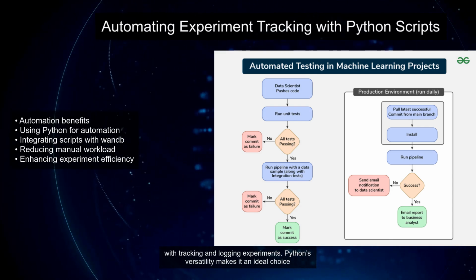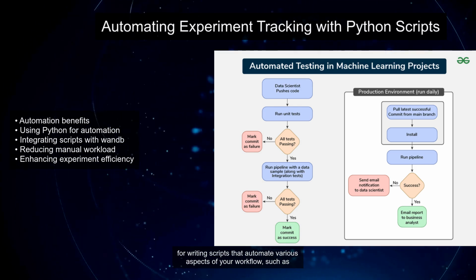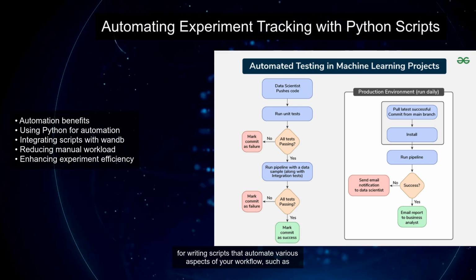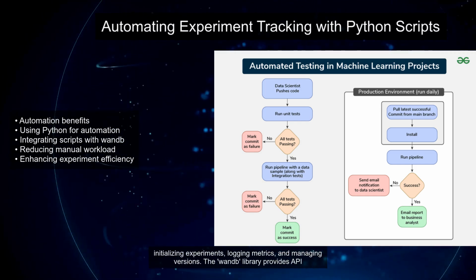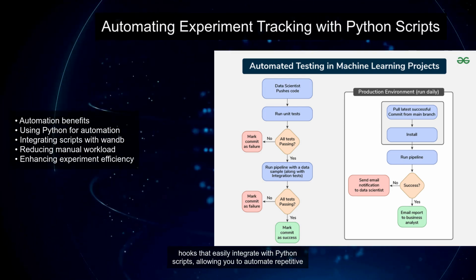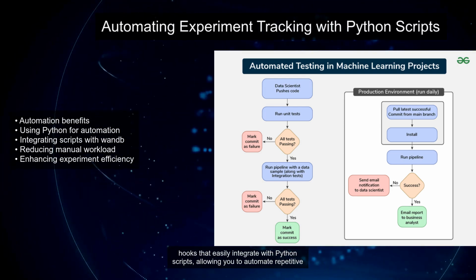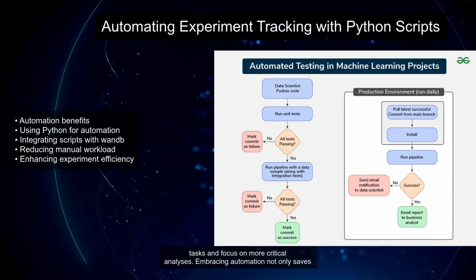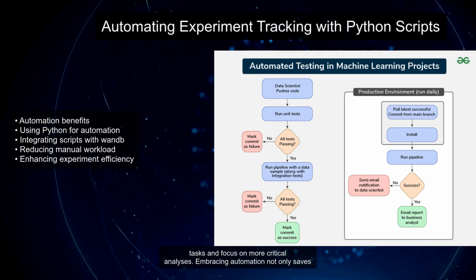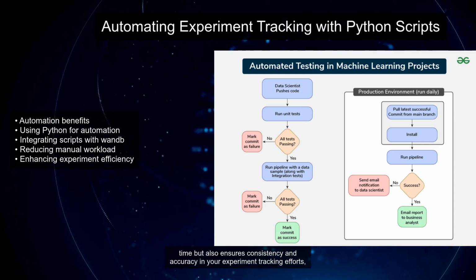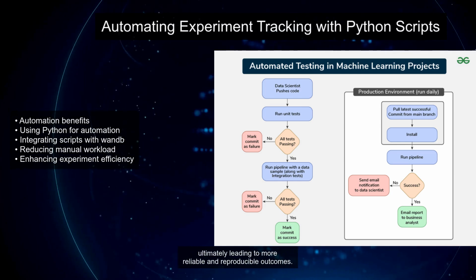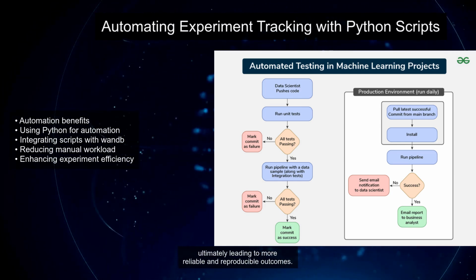Python's versatility makes it an ideal choice for writing scripts that automate various aspects of your workflow, such as initializing experiments, logging metrics, and managing versions. The W&B library provides API hooks that easily integrate with Python scripts, allowing you to automate repetitive tasks and focus on more critical analyses. Embracing automation not only saves time but also ensures consistency and accuracy in your experiment tracking efforts, ultimately leading to more reliable and reproducible outcomes.